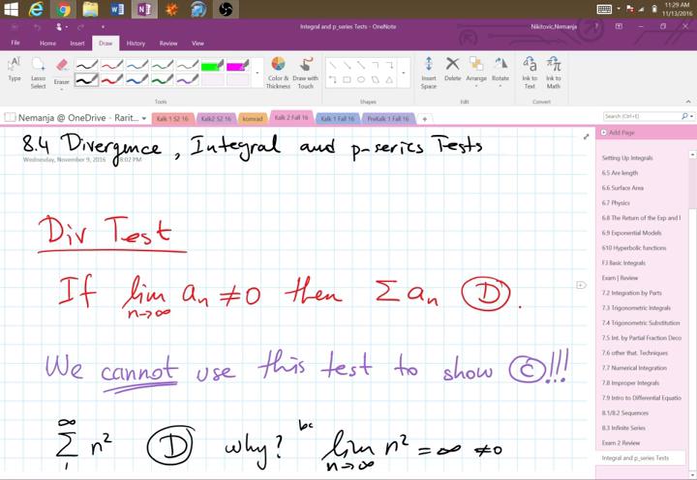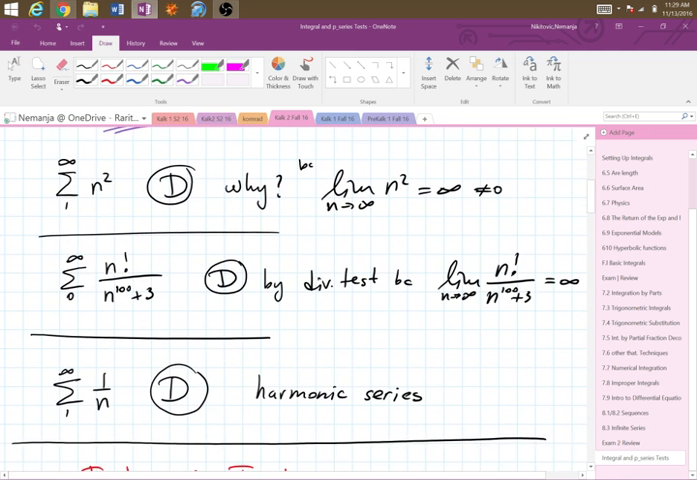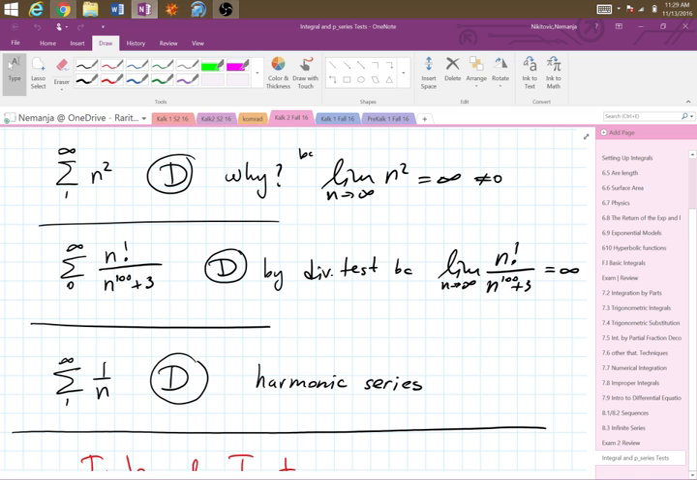It's extremely easy to use. As long as the limit of the sequence within a series is different than 0, immediately the series will diverge. And here are a few introductory examples. So we know n squared, right? The series n squared will diverge because n squared goes to infinity.